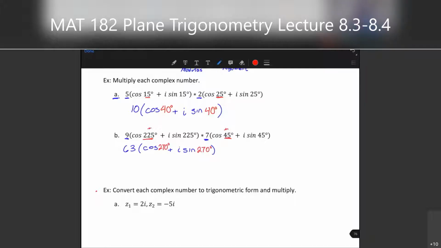And just to remind ourselves, this complex number in trigonometric form always has the same argument in each position. So you're never going to have something like cosine of 90 plus i sine of 180. So it's always the same angle applied to both the cosine and the sine in your complex number. So that would be our new one. All right. Any questions with the trigonometric form with multiplication?